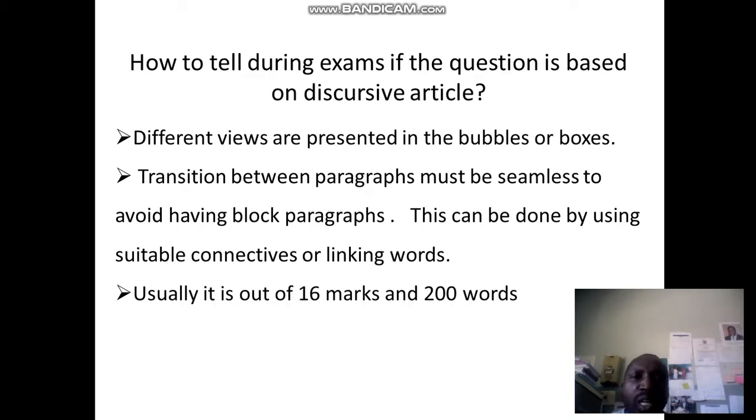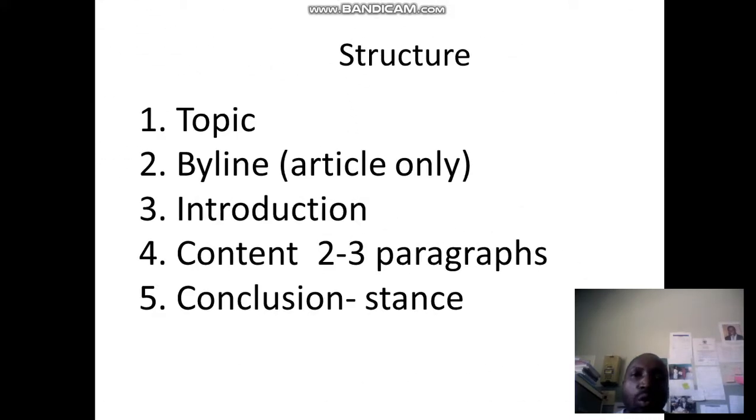Now, when you are writing a discursive article or essay, transition between paragraphs must be seamless to avoid having block paragraphs. This can be done by using suitable connectives or linking words. It usually carries 16 marks and it is 200 words in length. I'm going to discuss with you again how to avoid block paragraphs and what we mean by block paragraphs.